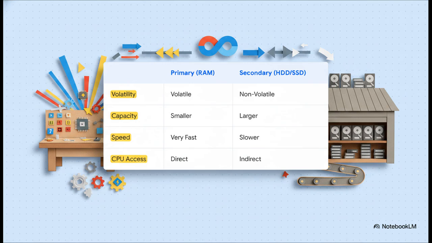So if we put them side by side, it really breaks down like this. Primary storage, that's our RAM, is temporary but blazing fast, and the computer's brain has a direct line to it. Secondary storage, our hard drives and SSDs, is permanent and has way more space, but it's a bit slower. They have to work together as a team. RAM is the busy workbench, and your storage drive is the massive warehouse.